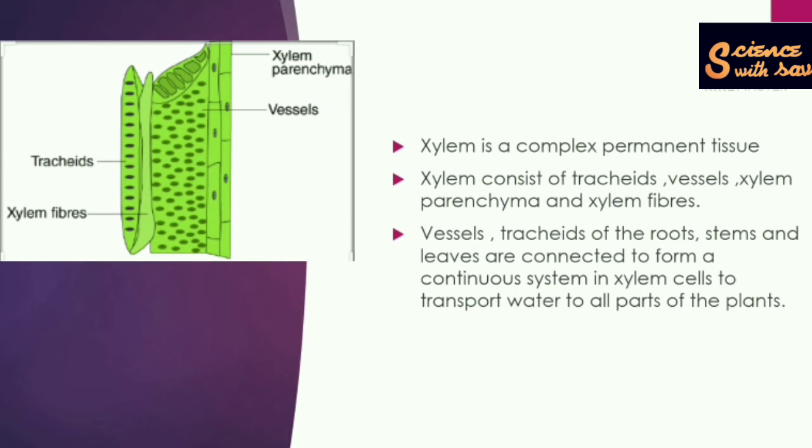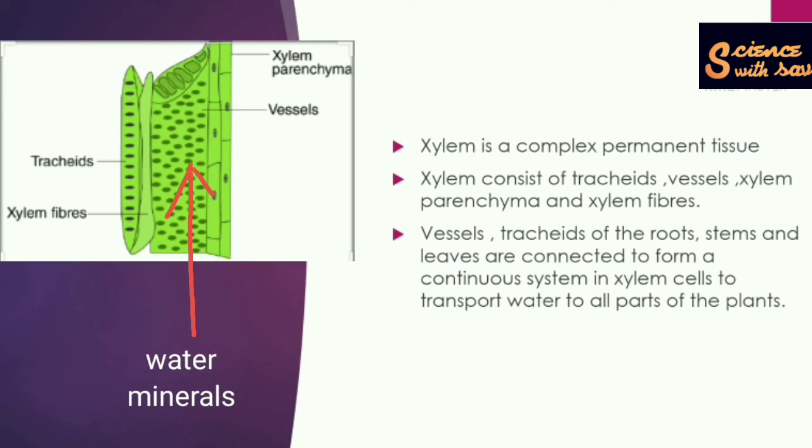Xylem is a complex permanent tissue, that is, it is made up of different types of cells. The different types of cells present in the xylem are the tracheids, the vessels, the xylem parenchyma and the xylem fibers. Out of these four, the vessels and the tracheids are connected together in the form of a continuous column or chain, and they extend from the root up to the leaves. Through these tracheids and vessels, the water and minerals absorbed from the soil by the roots travel through this column and reach the leaves.